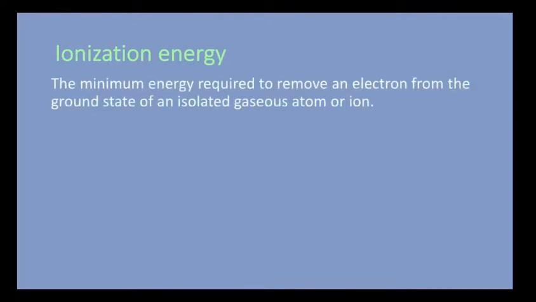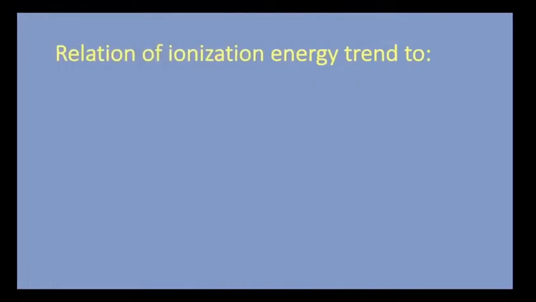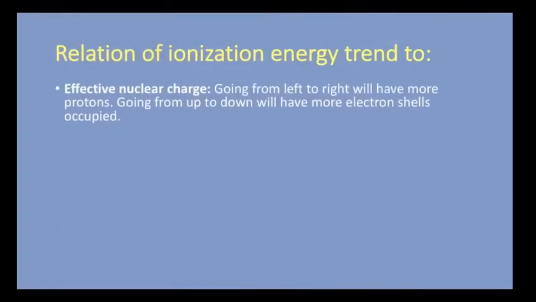The first trend of the periodic table that I'm going to be talking about is ionization energy. Ionization energy is the minimum energy required to remove an electron from the ground state of an isolated gaseous atom or ion. The figure below shows the ionization energy trend. When going from left to right across a period, the ionization energy increases, and when going down a column, the ionization energy decreases.